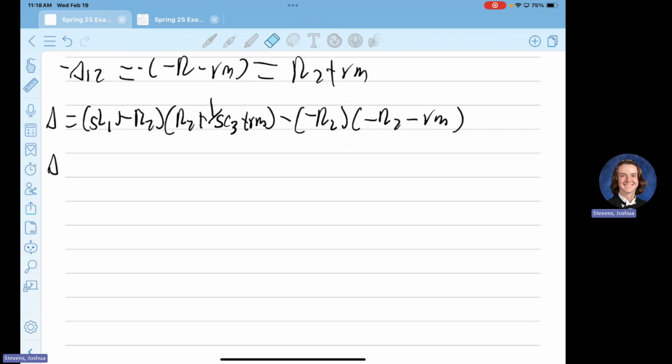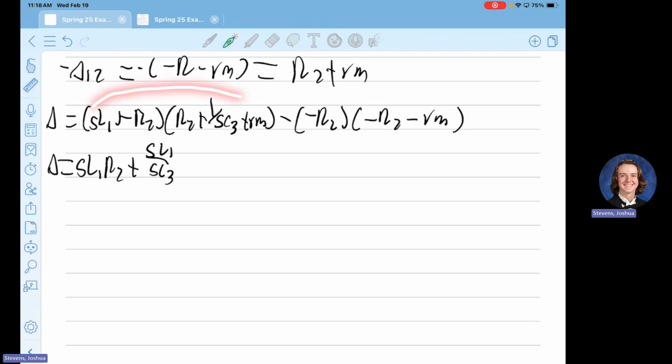So everybody does it a little bit differently, but I'm just gonna do it the way I do it. So I basically go from here to here. That's SL1 times R2 plus this to this. SL1 over SC3. I don't like to cancel out the S's. It makes it easier in later math. That's my personal preference. If y'all cancel out the S's, go for it. All right. And now I go from here to here. So that becomes plus SL1 RM. Okay. We're done with that first one.